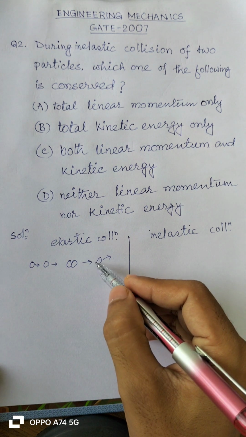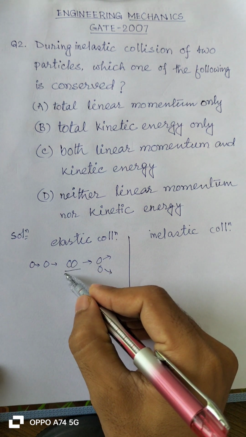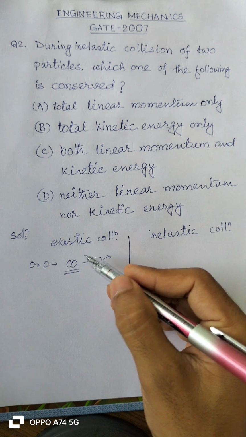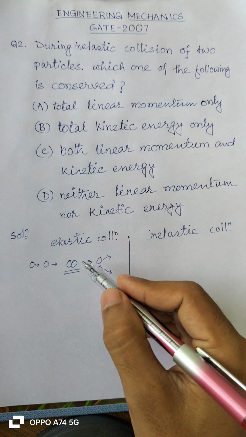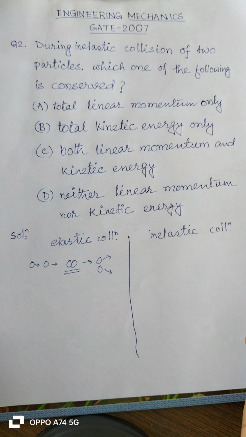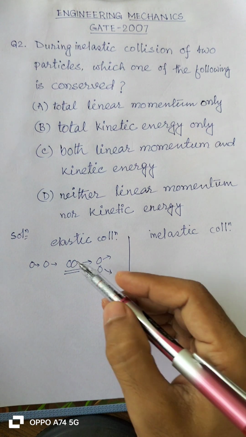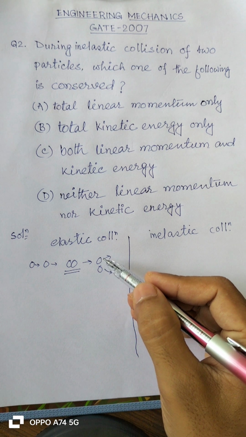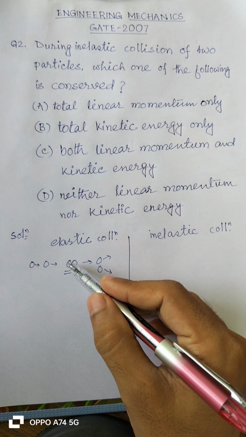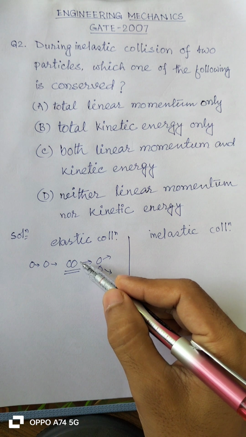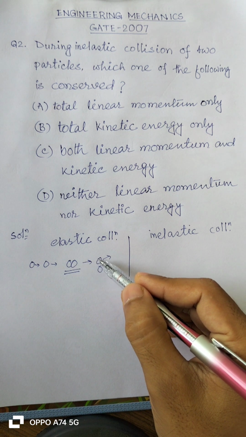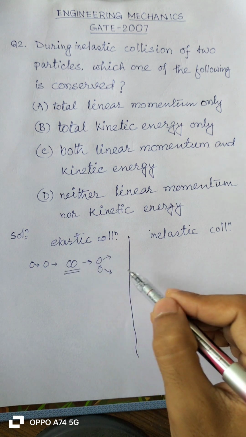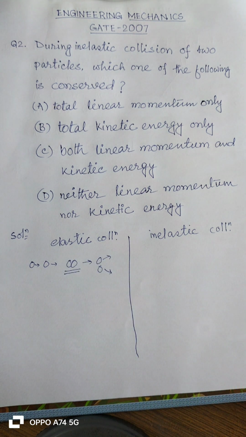Okay, so in this collision there is no loss. So ideal: no sound generation, no heat generation, no permanent deformation. So the shape of the two bodies before collision is regained after collision. So it is a perfectly elastic collision. So there is no loss.